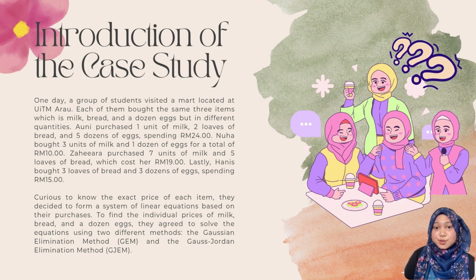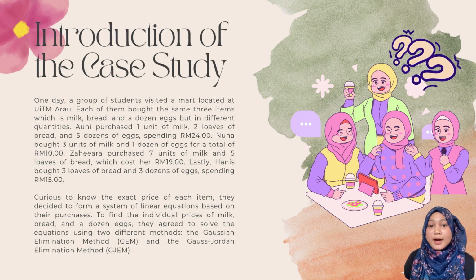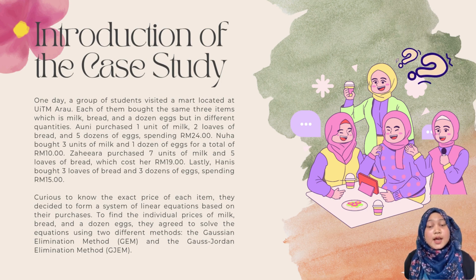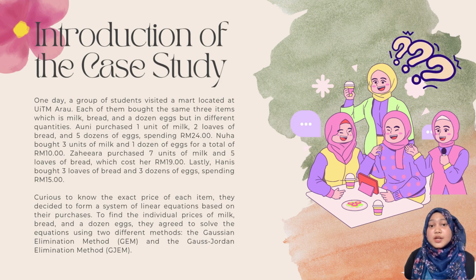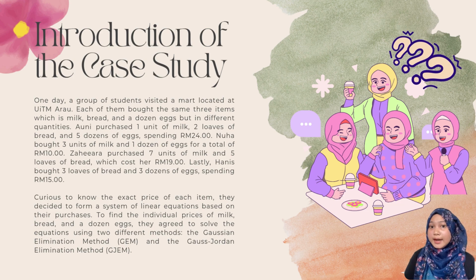One day, a group of 4 students visited a mart located at GJEM. Each of them bought the same 3 items, which are milk, bread, and a dozen of eggs, but in different quantities. Auni purchased 1 unit of milk, 2 loaves of bread, and 5 dozen of eggs, spending RM24, while Nuha bought 3 units of milk and 1 dozen of eggs for a total of RM10.